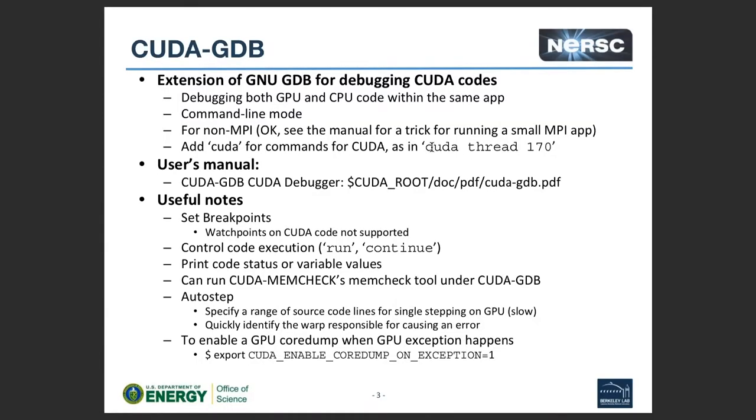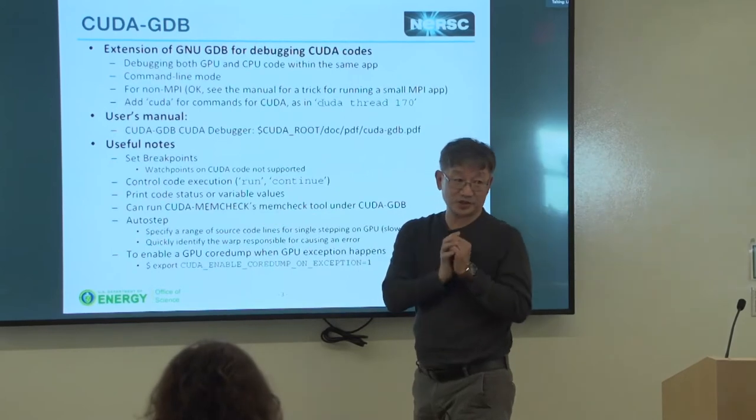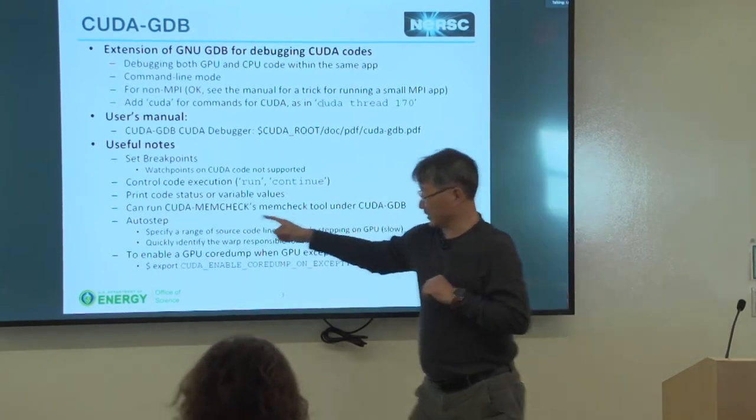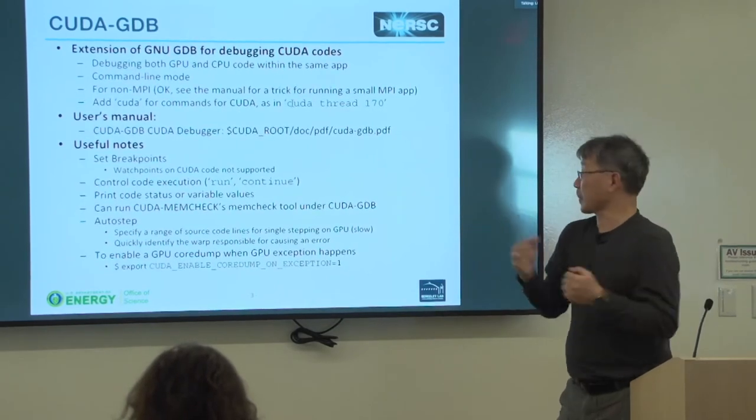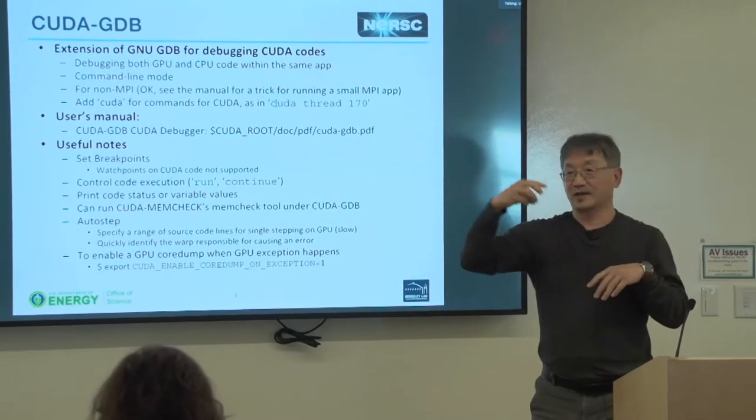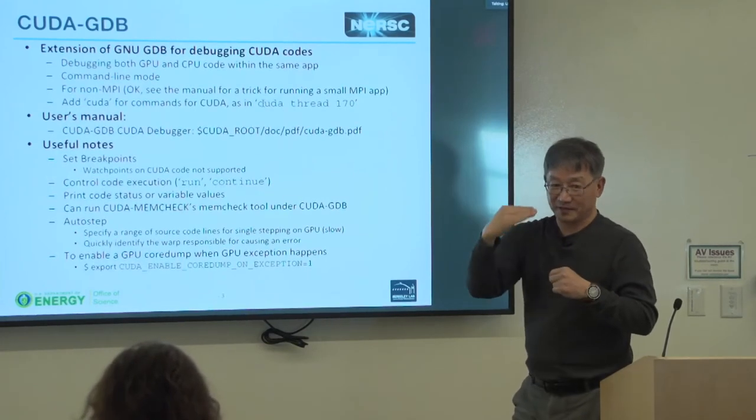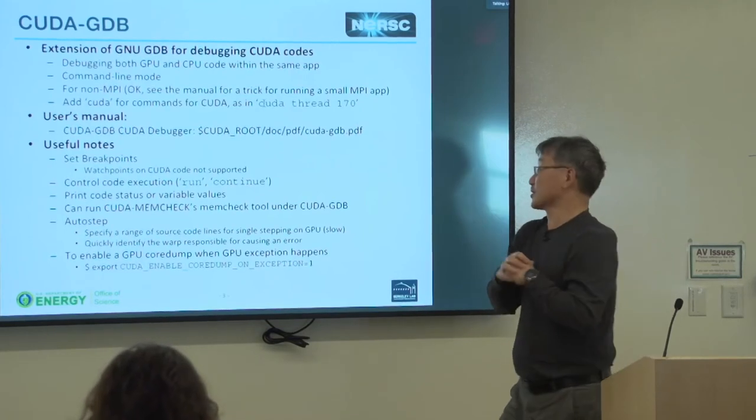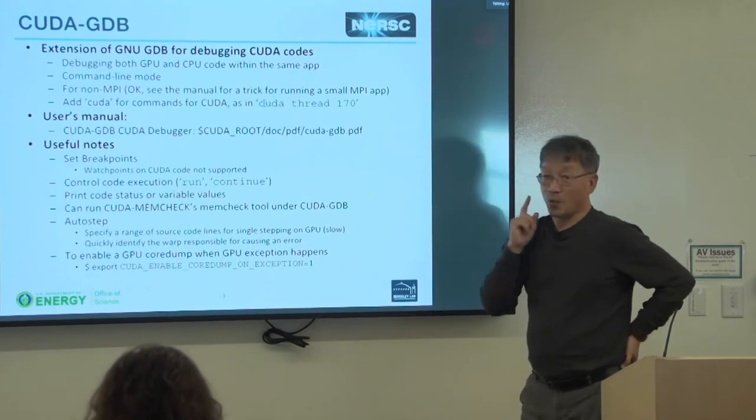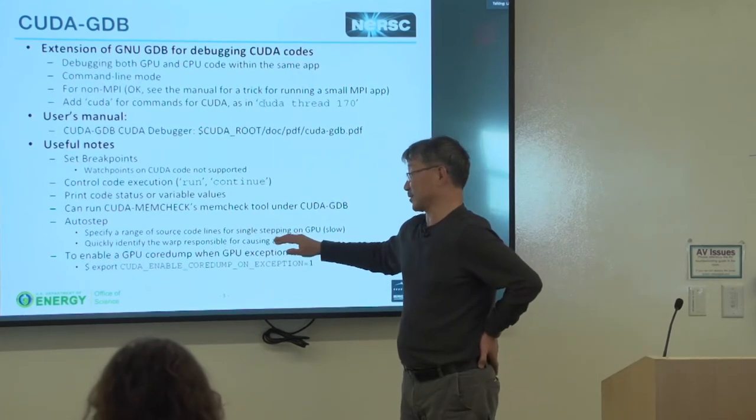Another thing is that you can run the second debugger that I'm going to talk about this afternoon under CUDA GDB. And another nice thing that I find is auto-step in CUDA GDB. Because we are dealing with so many threads, we can specify a certain suspicious area in the code, like three lines or something like that. In those three lines, the GDB will examine very closely all the steps. So it is single stepping, but the rest of the code runs fast. When the code stops there, we can see where the code fails at the warp resolution level. So this is really powerful. I think this is a very interesting aspect here.